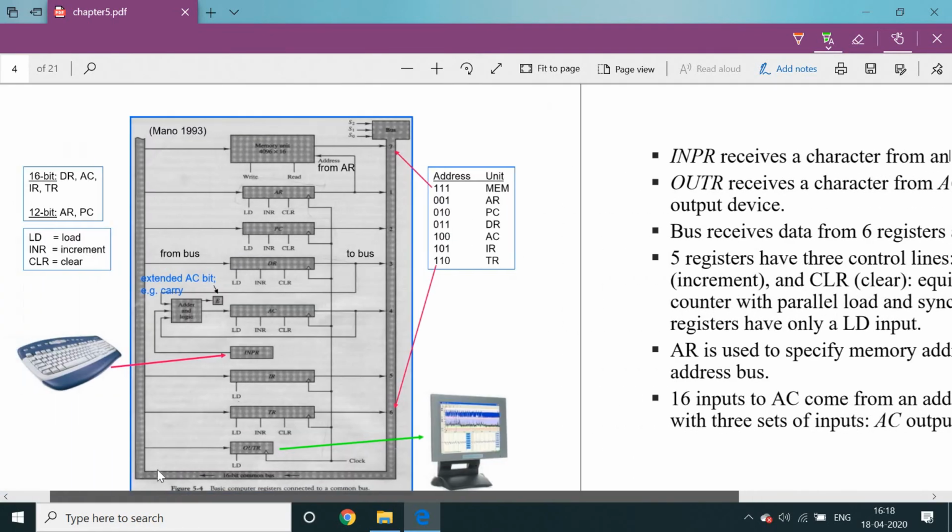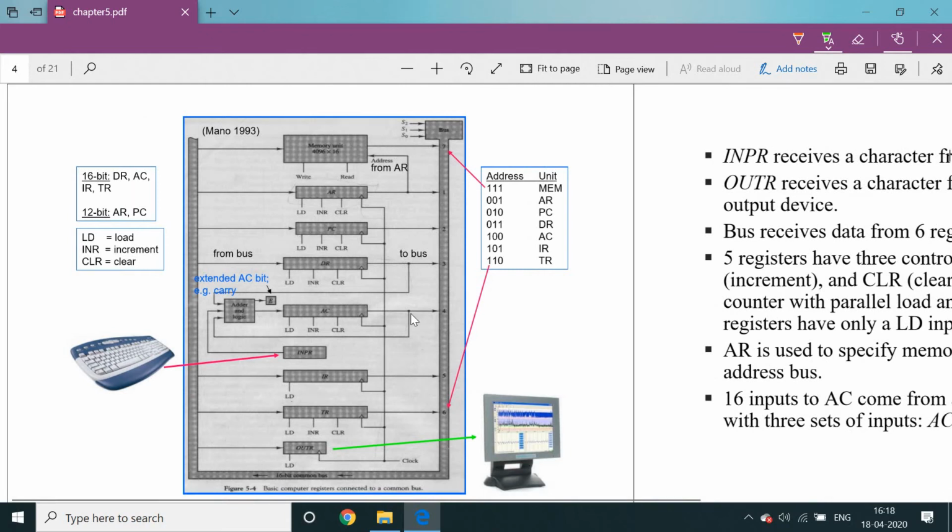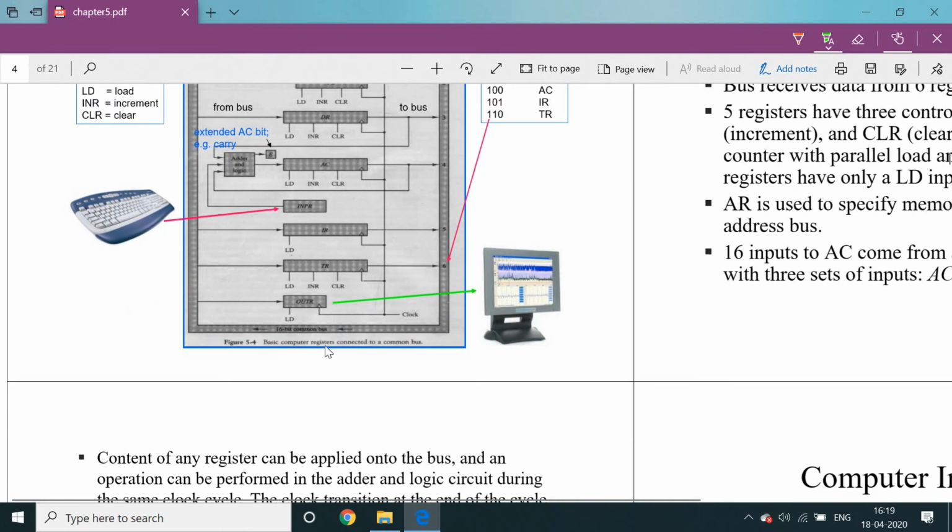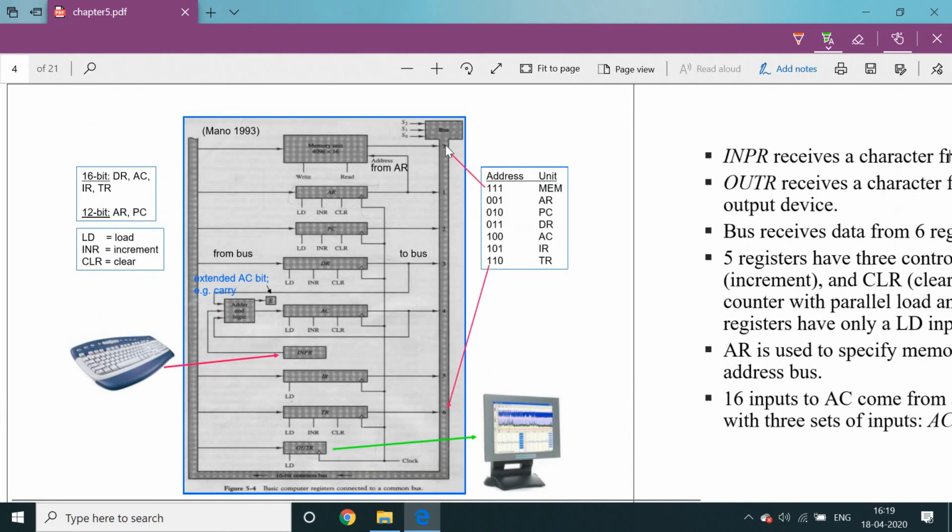In this diagram there is no operation, but it shows just how the bus connection is interfaced with all the registers. How the bus connection interfaces with the registers. Interfacing is nothing but a medium which is connected to the blocks or devices, either the memory unit or registers like this, with the help of these bus connections. Here the basic computer registers are connected to a common bus. This is the common bus. This is a common bus line, right? This common bus line has different conditions here.